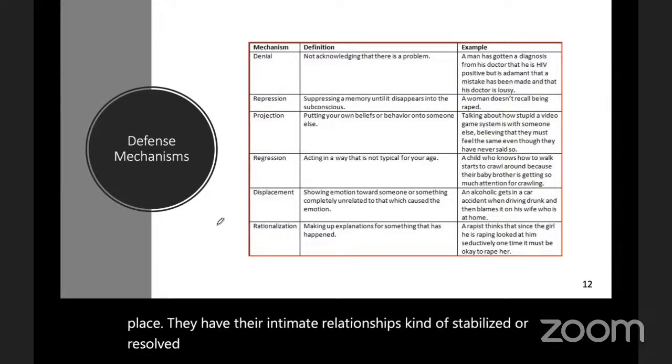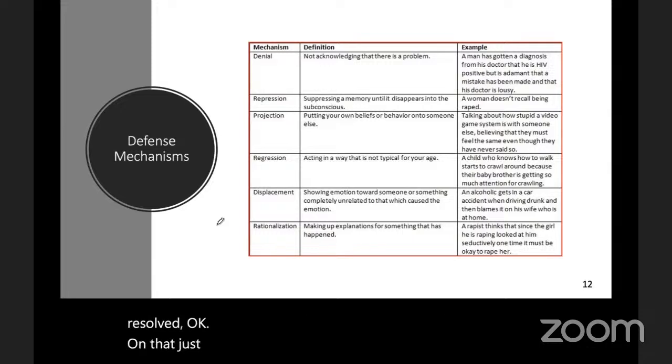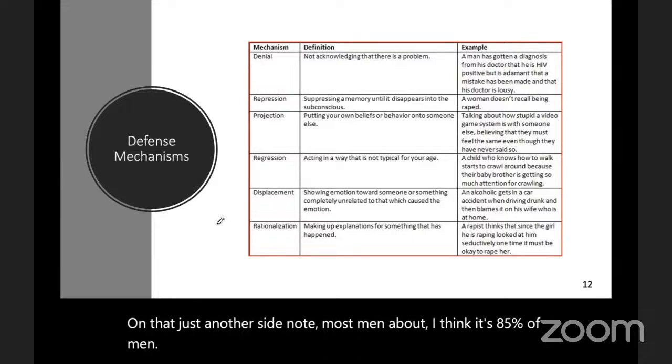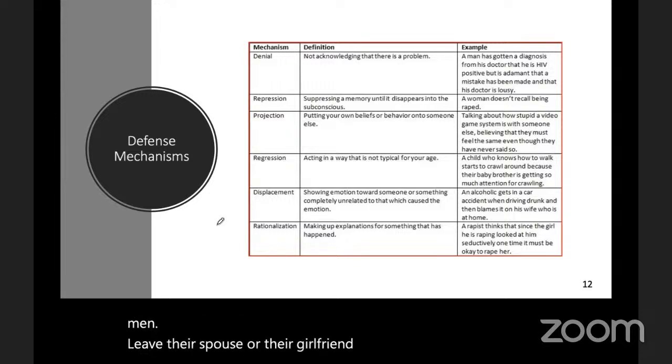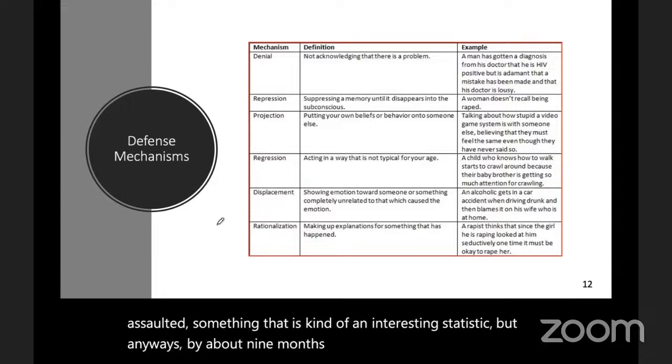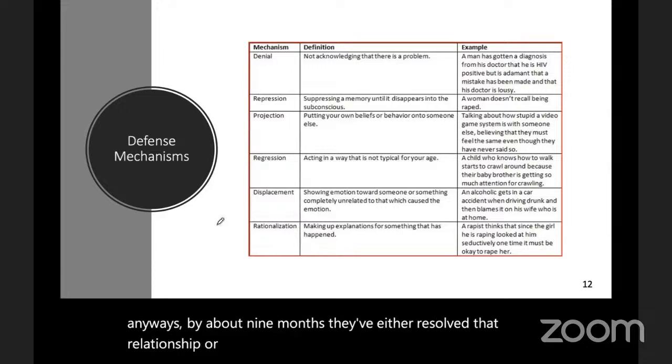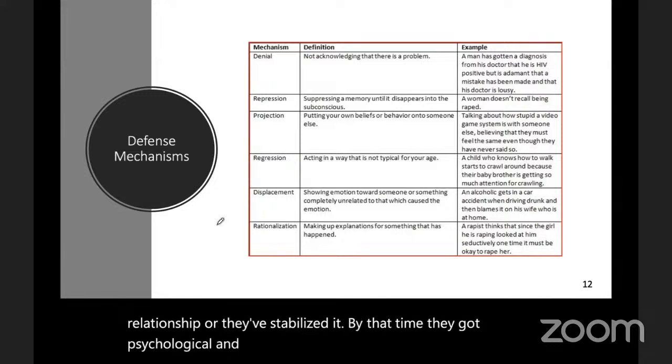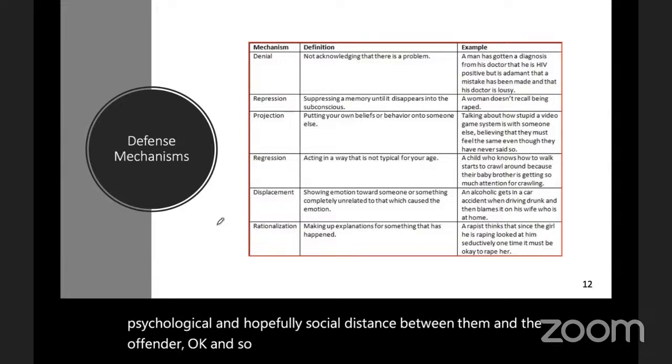On that, just another side note, most men, I think it's about 85% of men, leave their spouse or their girlfriend after they've been sexually assaulted. Something that is kind of an interesting statistic. But anyways, by about 9 months, they've either resolved that relationship or they've stabilized it. By that time, they've got psychological and hopefully social distance between them and the offender. And so they're feeling safe.